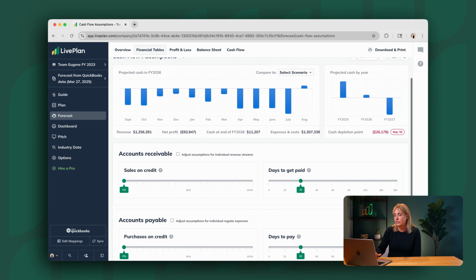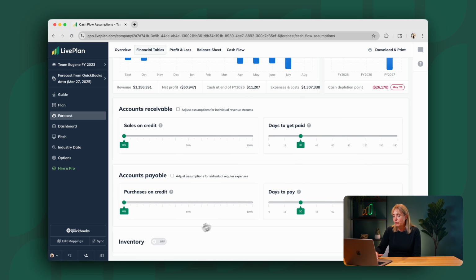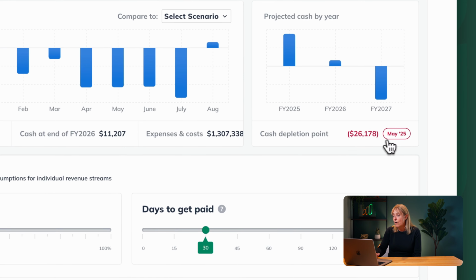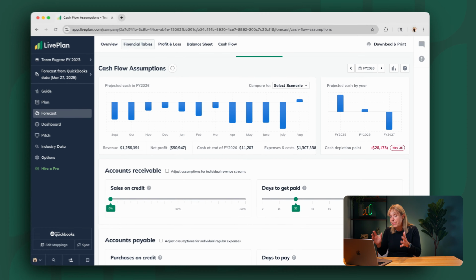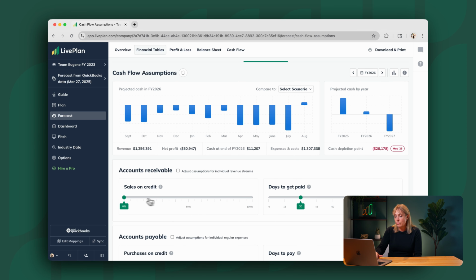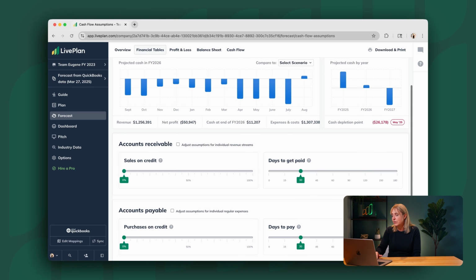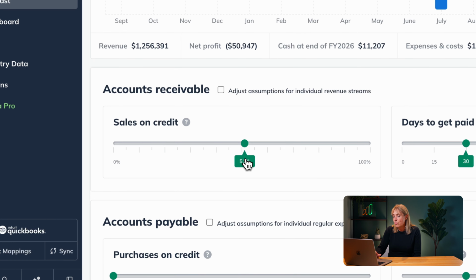So the first thing we're going to do is look at our cash flow assumptions, and you can see those here. So I've got accounts receivable, how many sales on credit, days to get paid, accounts payable, and inventory. And you can actually see that right now I have a cash depletion point if I don't change some things. And I can look at my cash flow assumptions and say, oh, I think maybe I can change some things. Let's see what I need to change here and what that puts me.